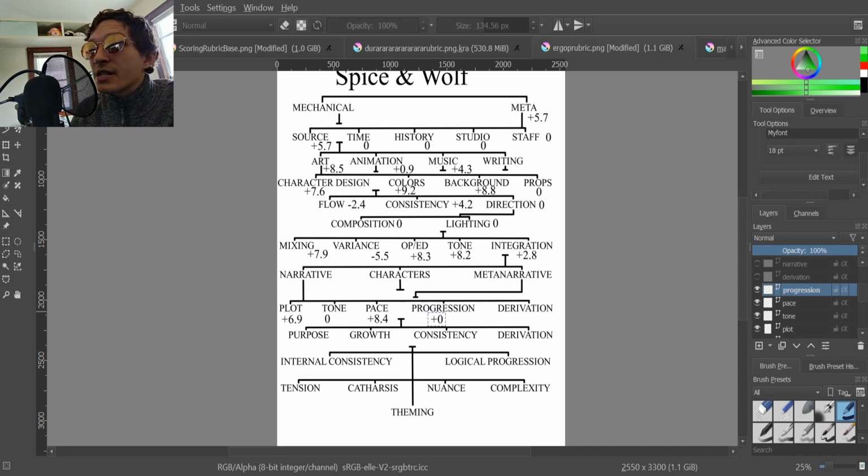This is going to be an 8.9. It's bordering on perfect for the progression. Just enough to make you actually interested to watch what the next thing is going to be.